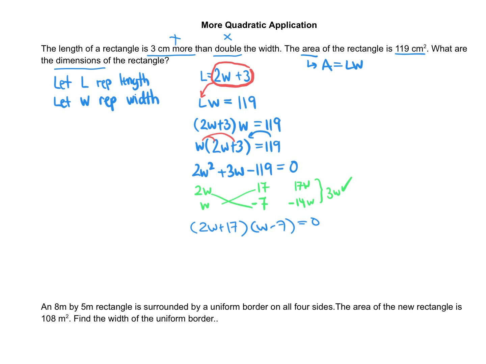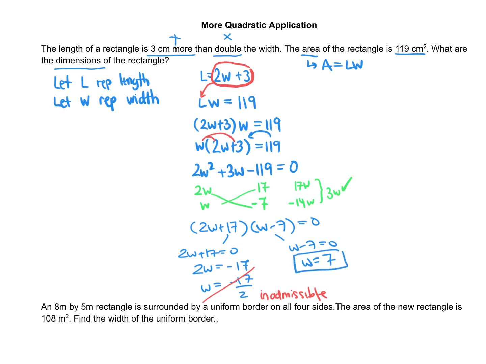Now we can branch out and solve this equation. And we are solving for the width here. So 2W plus 17 equals 0. Bring the 17 over, divide out the 2. I could also write this as a decimal, but it doesn't matter because a negative width does not make sense. It's inadmissible. The other branch, W minus 7 equals 0, and W, or the width, is 7. That is logical. Great. I have half of my therefore statement.